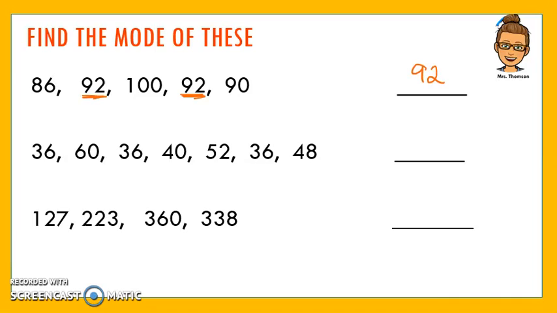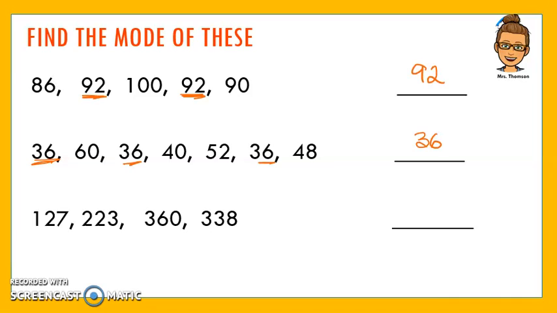Okay, now that you've done that, let us take a look at this one. We have 36, 60, 36, 40, 52, 36, and 48. We notice we have 36 3 times and we have no other number as often. So the mode is going to be 36.